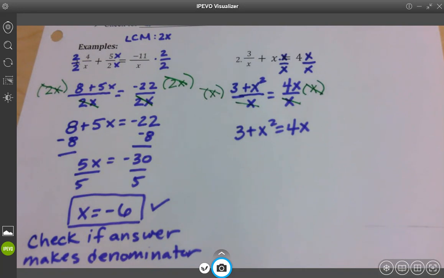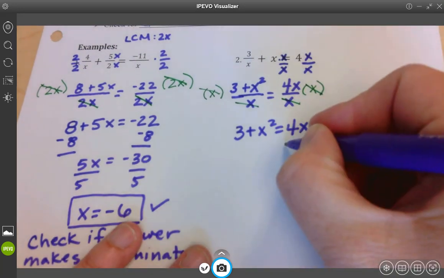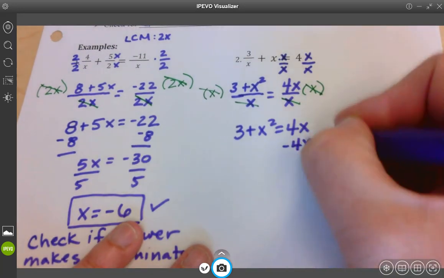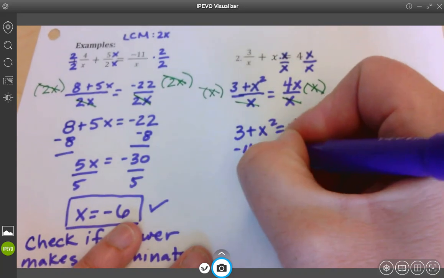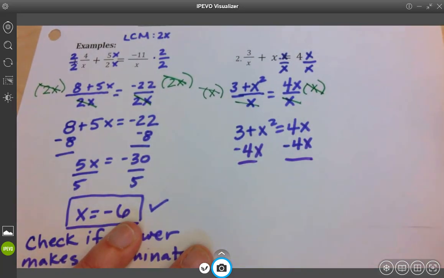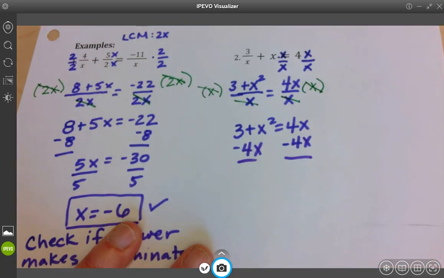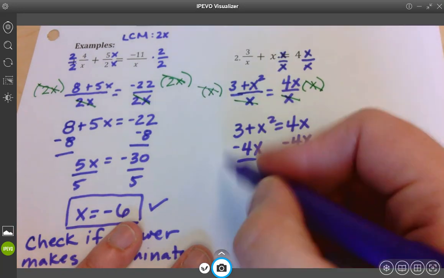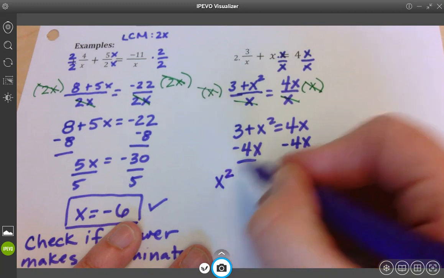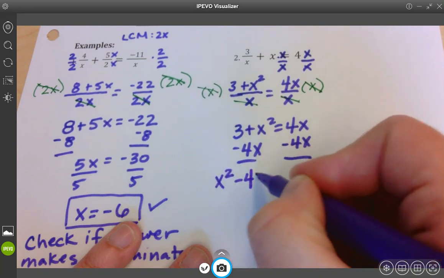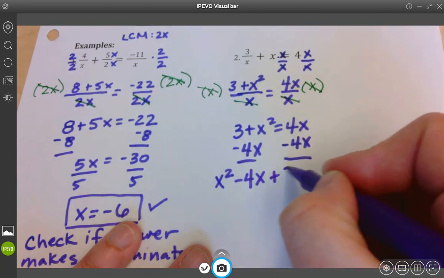All right. We got to get everything in standard form, which means we need all 3 terms on one side, and we need to put them in order from the biggest exponent to the smallest. So I'm going to subtract the 4x to get it to the left side with the rest of it. And I'm going to also put it in standard form. So first I'm going to put the x squared, then the minus 4x, and then the plus 3.